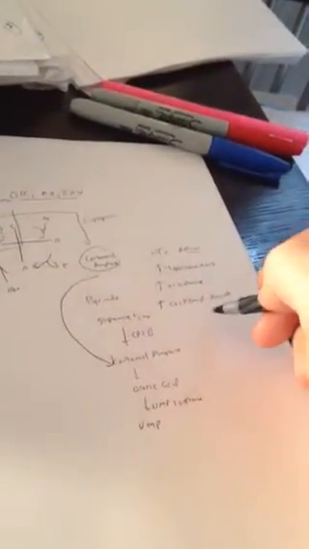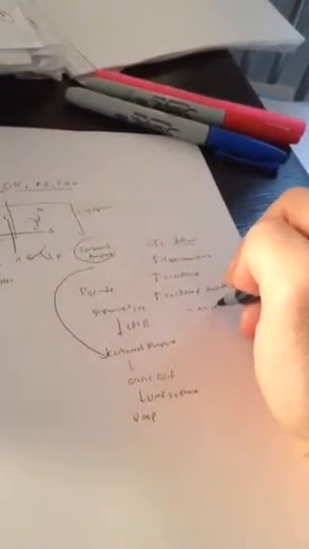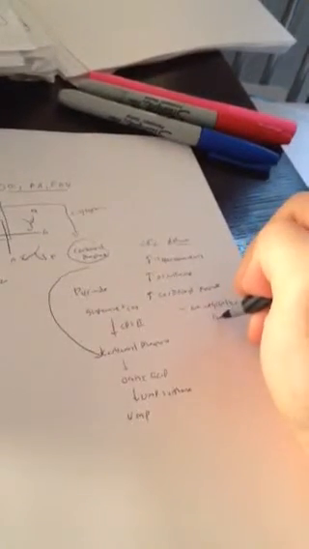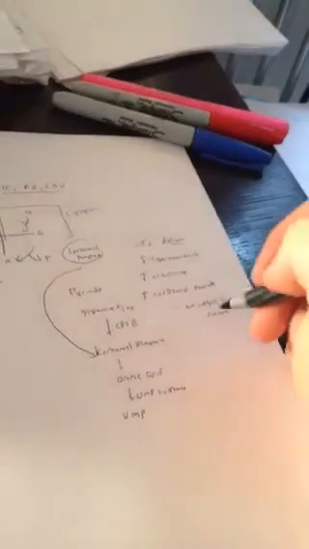So hyperammonemia, increased ornithine, increased carbamyl phosphate, no megaloblastic anemia, no hypersegmented neutrophils or anything like that.